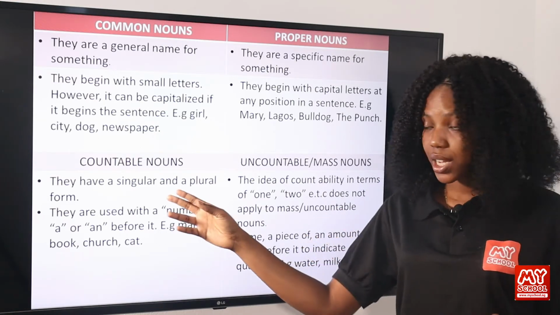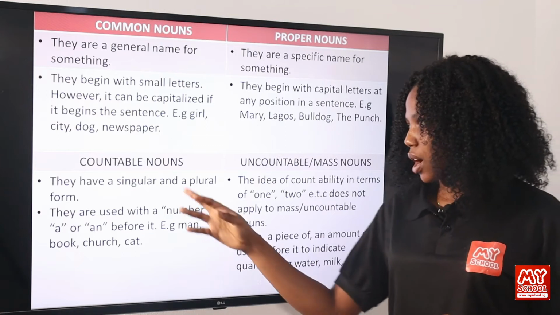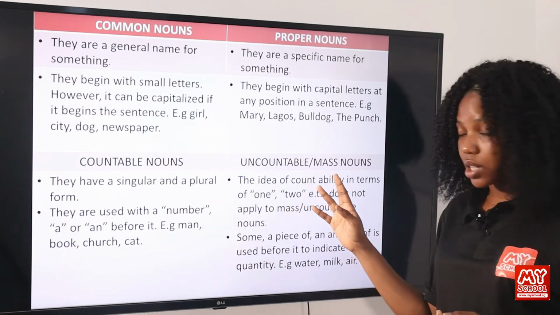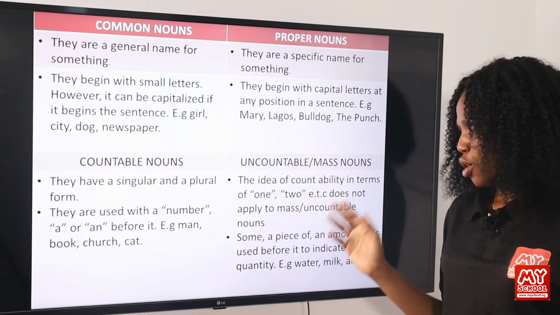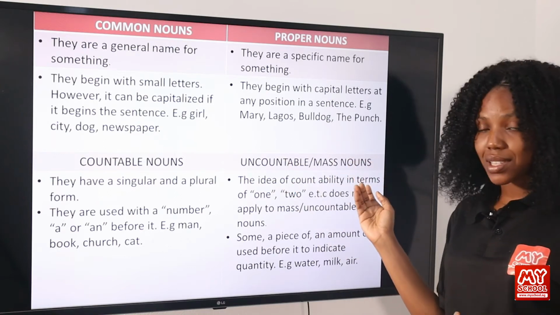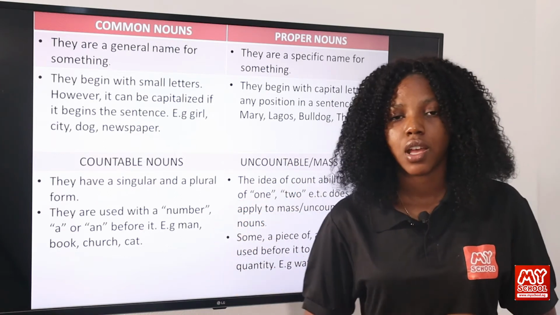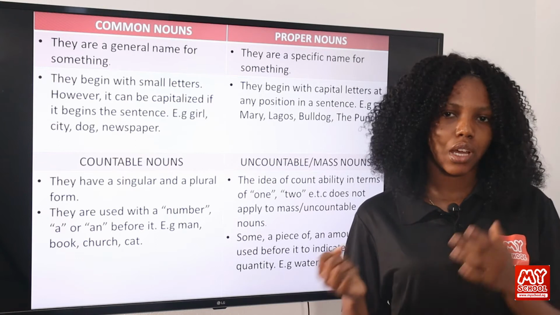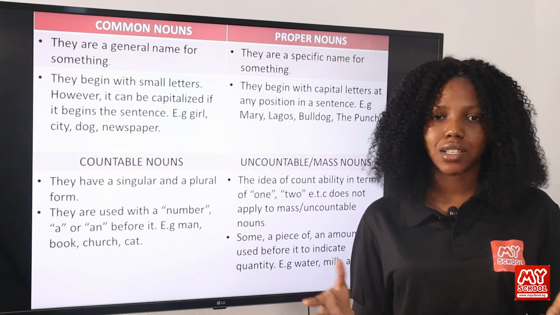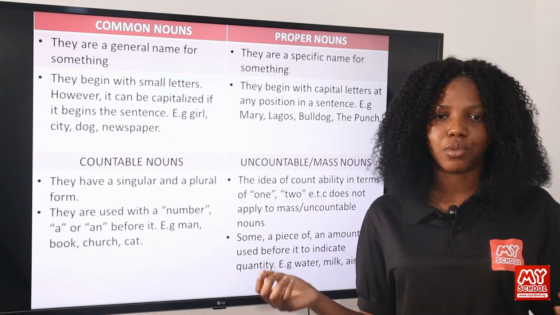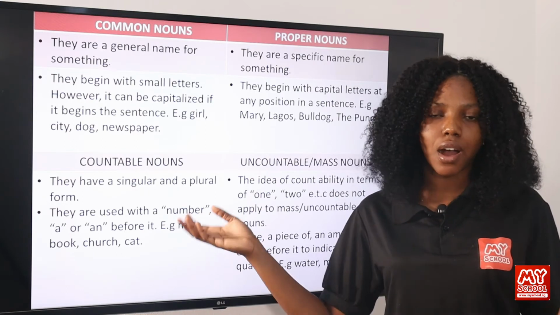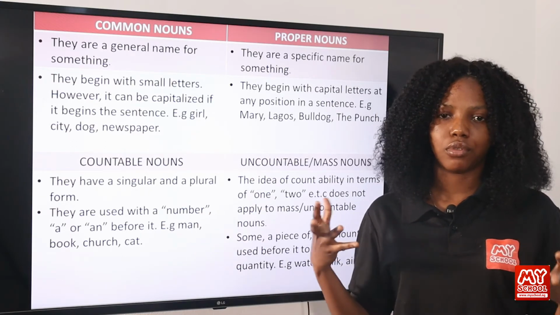So number 3 and number 4. We have countable nouns and uncountable nouns, or mass nouns. So an uncountable noun is also called a mass noun. Countable nouns are also called count nouns. So wherever you see it, you might see it in some textbook as mass noun. Just know it's uncountable noun. Or you can say count noun, which also means countable nouns.